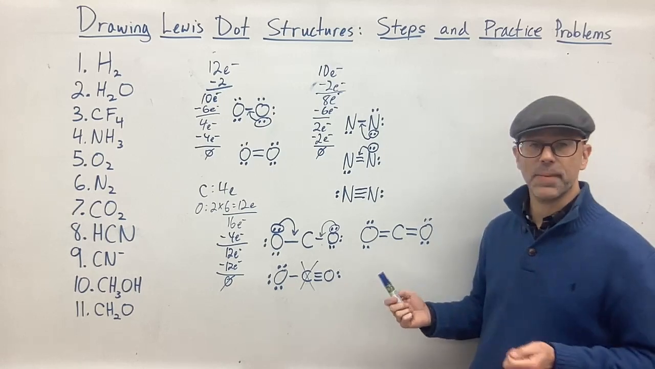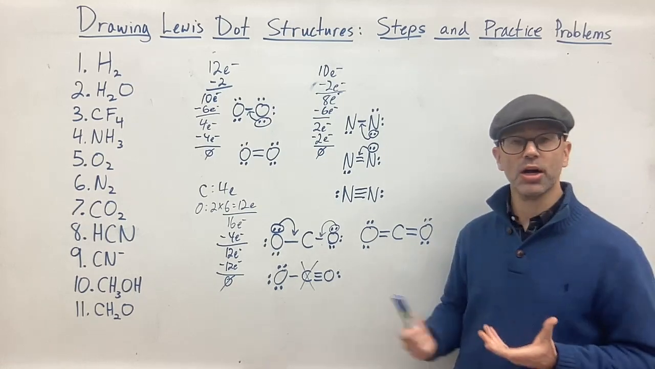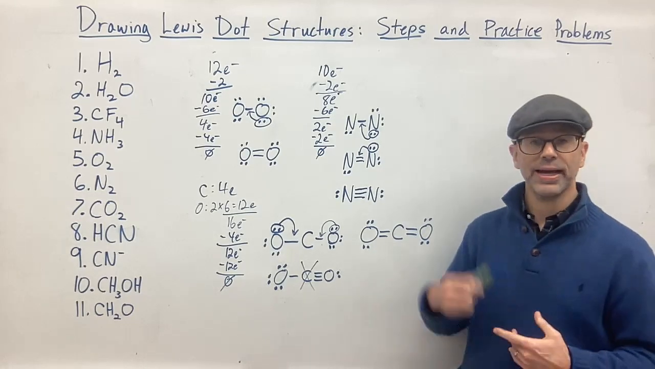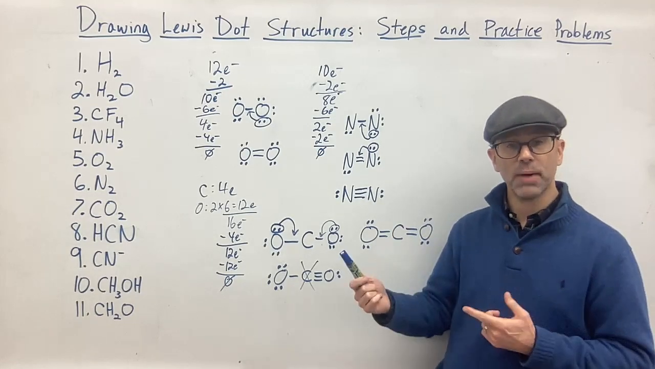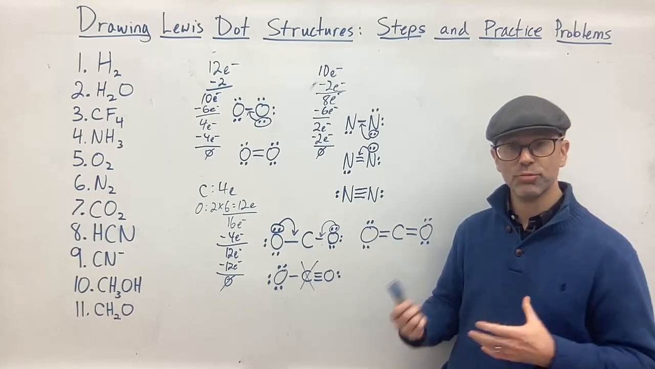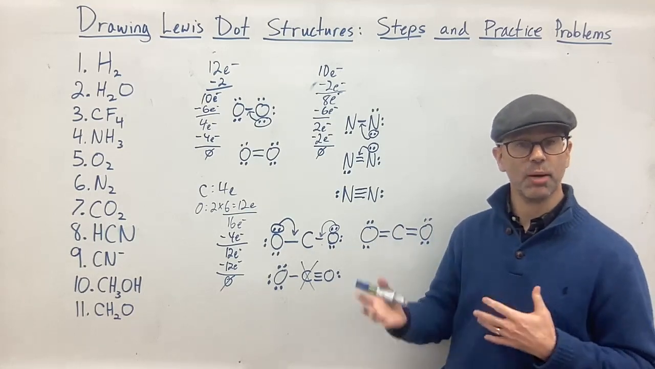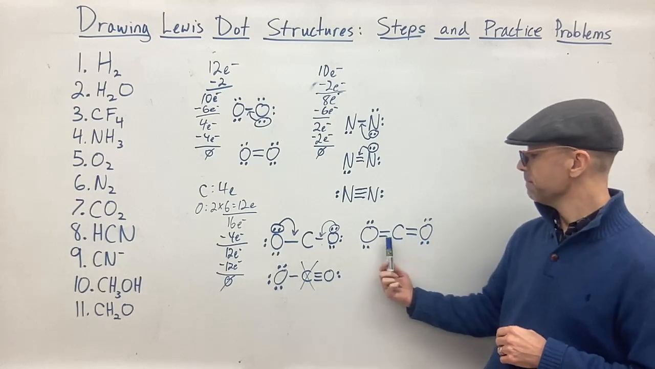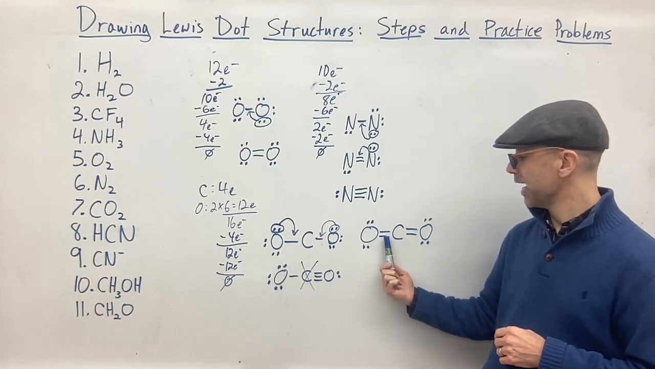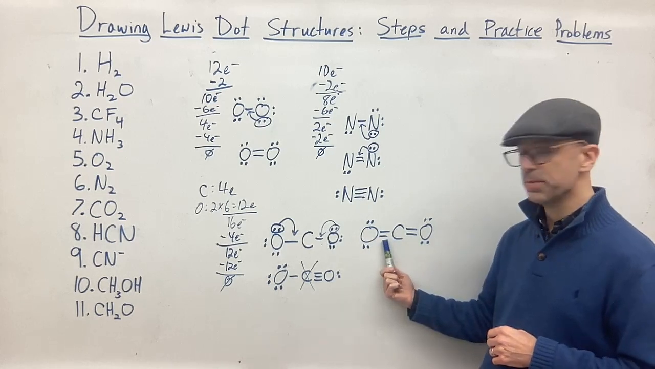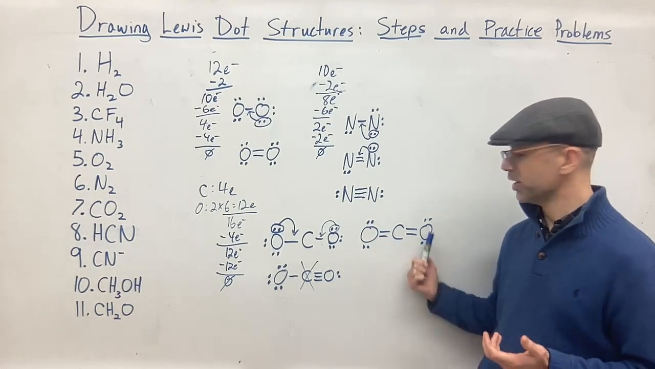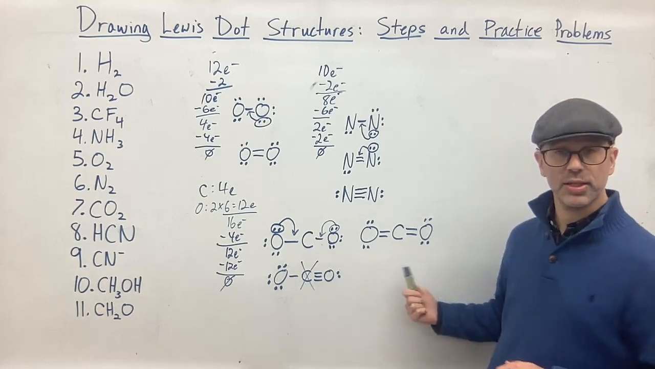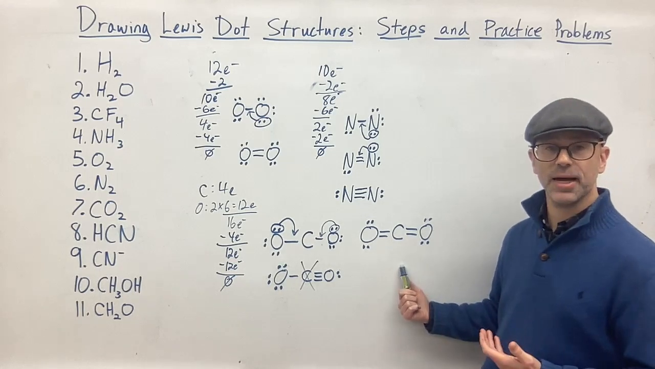One other thing to keep in mind is remember the HONC 1, 2, 3, 4 rule, right? So H is one bond, oxygen loves to have two bonds, and so on. So carbon loves to have four bonds. So here you'll see that carbon has four bonds, and each oxygen has two bonds, which fits the pattern. So this one is a better one based on that rule as well. Okay, so this is the Lewis dot structure for carbon dioxide.